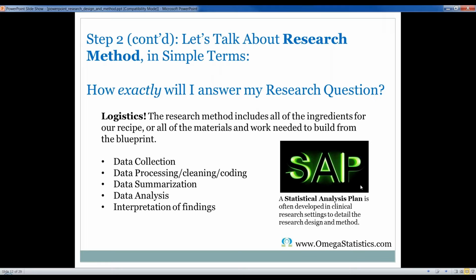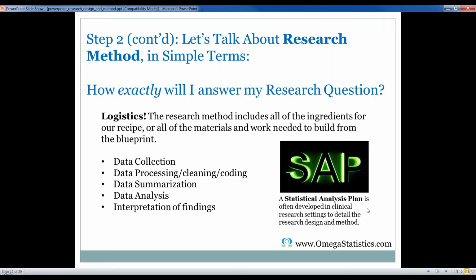But then you also want to talk about how you are going to analyze the data. What kind of tests are you going to use? And of course, how do you plan on interpreting the findings? What are you looking for? And how do you want to present that? Over here on the right-hand side, the statistical analysis plan is often what we use in clinical research to detail this design and method. In a dissertation, your methods are usually your third chapter, and your results are usually your fourth chapter.